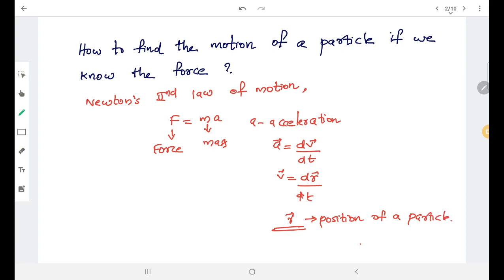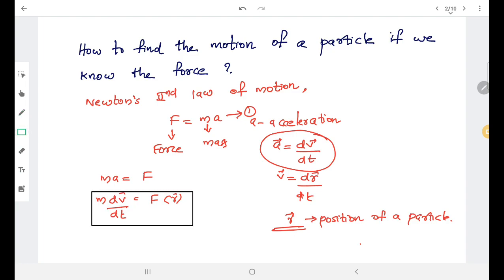So let this equation be equation 1. F equal to ma is equation number 1. In equation 1, we can use the differential form. That is, instead of a, we can substitute dv by dt. So m into dv by dt is equal to f of r. Let this equation be numbered as equation number 2.